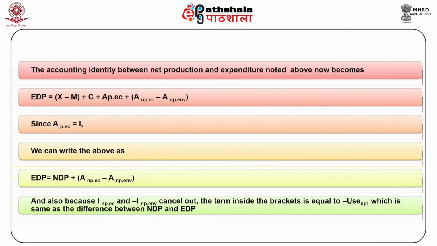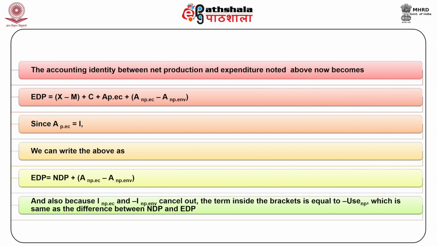Net accumulation of other non-produced natural assets, which is A NP.ENV, is also negative. Now, to sum up, the accounting identity between net production and expenditure noted above becomes ADP is equal to export minus import plus consumption plus A P.EC plus A NP.EC minus A NP.ENV, the last two terms within bracket. Now, since A P.EC is equal to I, we can rewrite that ADP is equal to NDP plus the two terms in the bracket, which is A NP.EC minus A NP.ENV.